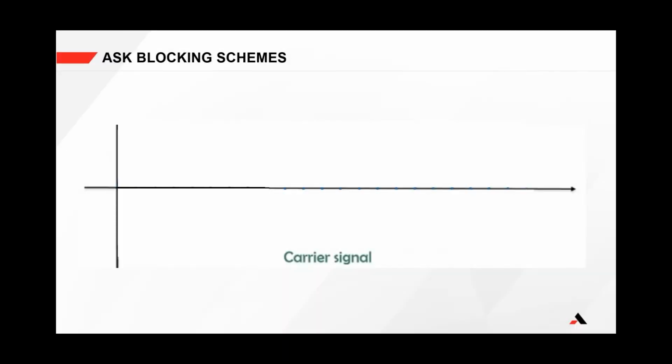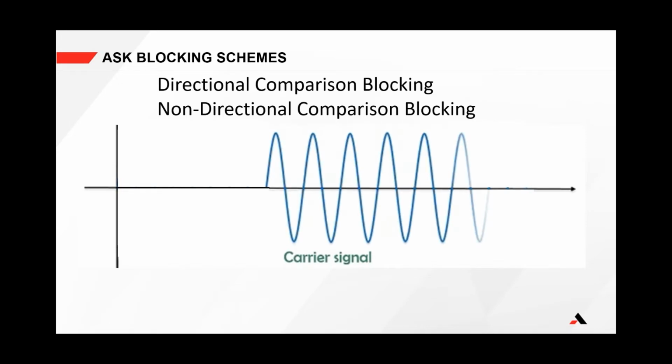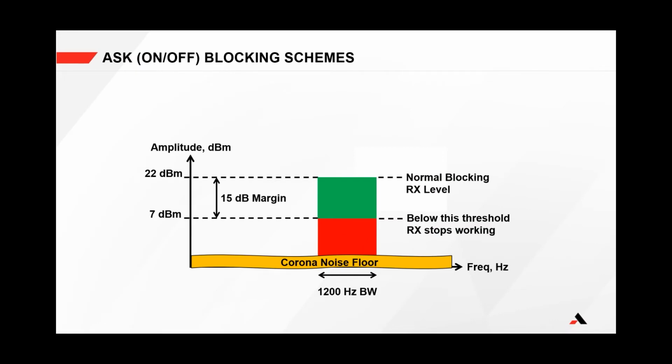Amplitude shift keying (ASK), more commonly known as on-off or carrier, is used solely on directional or non-directional comparison blocking schemes. An on-off system only transmits when sending blocking. This diagram shows a received blocking signal in green. 99% of the time, the on-off carrier channel is off, and there is no indication if a blocking signal will get through based on the current conditions.